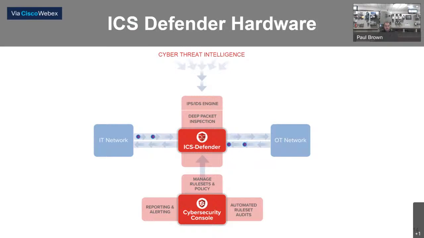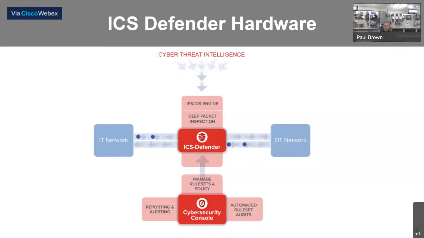This screen and diagram is showing you how an ICS Defender would be deployed between an IT and an OT network. As you can see in the middle there, the ICS Defender provides the physical connections between the IT network and the OT network. On the top there, you see the cyber threat intelligence that is fed into the intrusion prevention, intrusion detection engine. Through the use of deep packet inspection, you can isolate, identify these threats, block them from passing one way or the other.